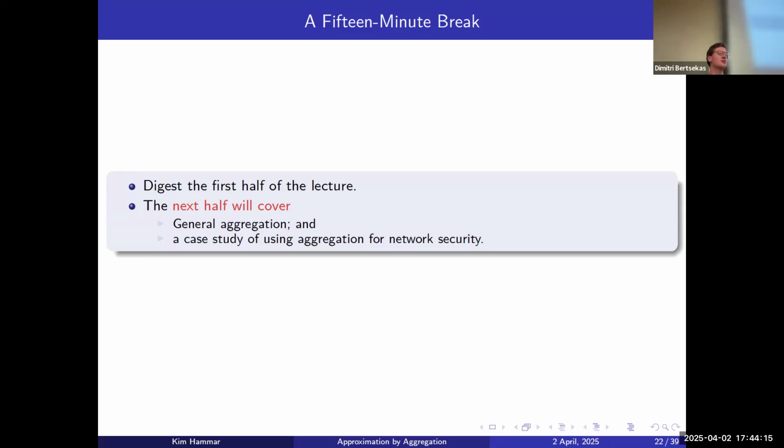So in the second half of the lecture, we will cover general aggregation. It's basically an extension to aggregation with representative states. And then we will do a quite detailed case study of using aggregation in the context of network security.